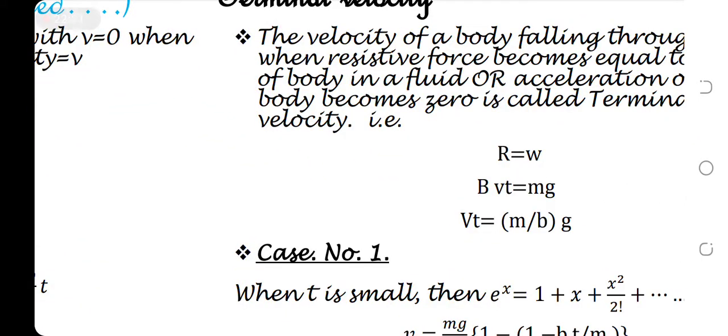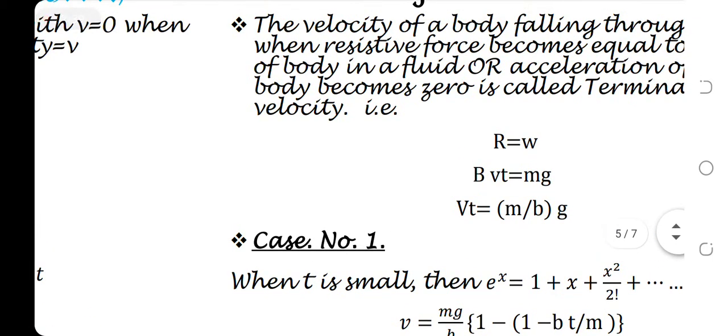So we define the terminal velocity of a body falling through a fluid as the velocity when the resistive force becomes equal to the weight of the body, or the acceleration of the body becomes zero. In other words, R equals W, b into Vt equals mg, and Vt would be equal to mg over b.